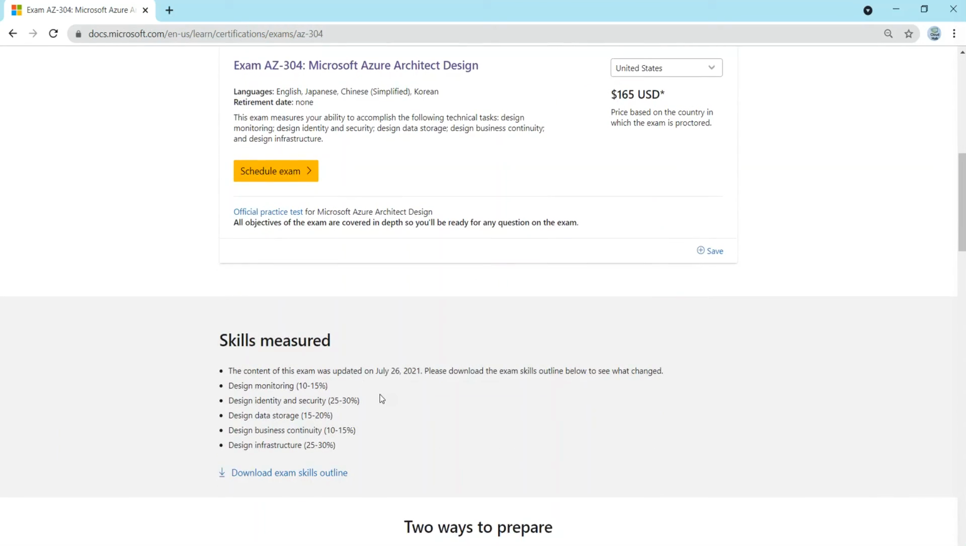And you could see the skills measured: for design monitoring it is 10 to 15%, for security 25 to 30%, and for data storage 15 to 20%. For business continuity 10 to 15%. For design infrastructure it's 25 to 30%. So coming to Azure Architect Technologies, it's all based on implementations. And coming to AZ304, which is Architect Design, the exam is totally towards design concepts. So try to understand what is implementation and what are the design concepts that come together for taking the certification.